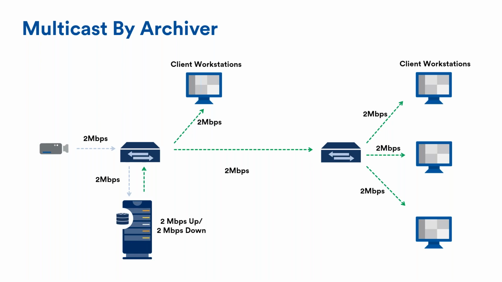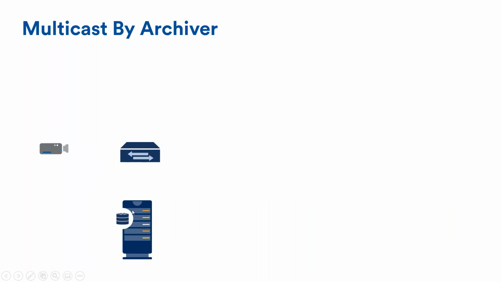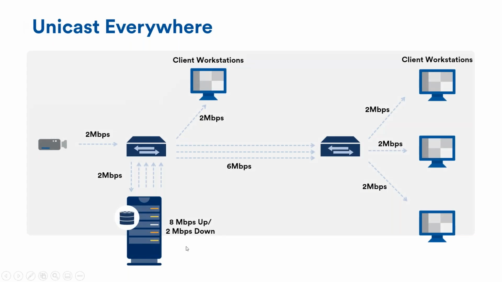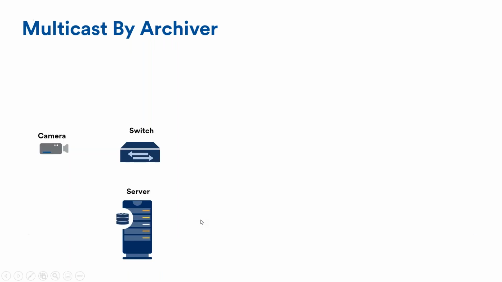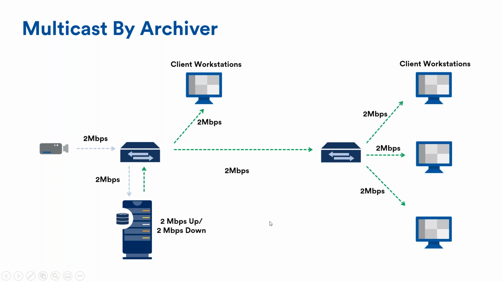But if a customer has the capability and the hardware, you can see that we have a significant reduction in the amount of throughput or load on the archiver. We went from 2 megabits down and 8 megabits up, for a total of 10 megabits per second, to 2 megabits up and 2 megabits down, for a total of 4. This isn't a very realistic scenario, and we'll get into some more realistic scenarios shortly, but I hope that makes sense.